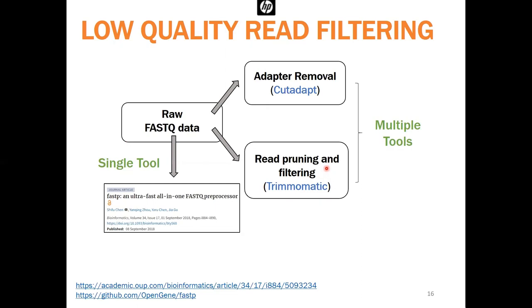So to simplify FASTQ processing, FASTP was developed, and it's basically an all-in-one FASTQ processor. It provides functions including quality profiling, adapter trimming, read trimming, and base correction. It supports both single-end and paired-end short read data, as well as basic support for long read data. But I haven't personally used it for long read data. There are a lot of other tools out there that probably work a lot better, but for short read data, it works pretty well.